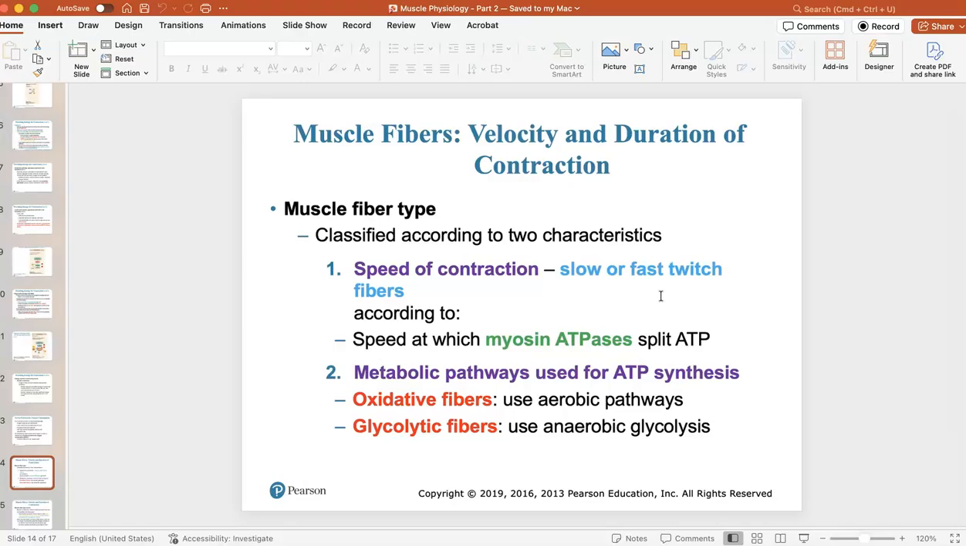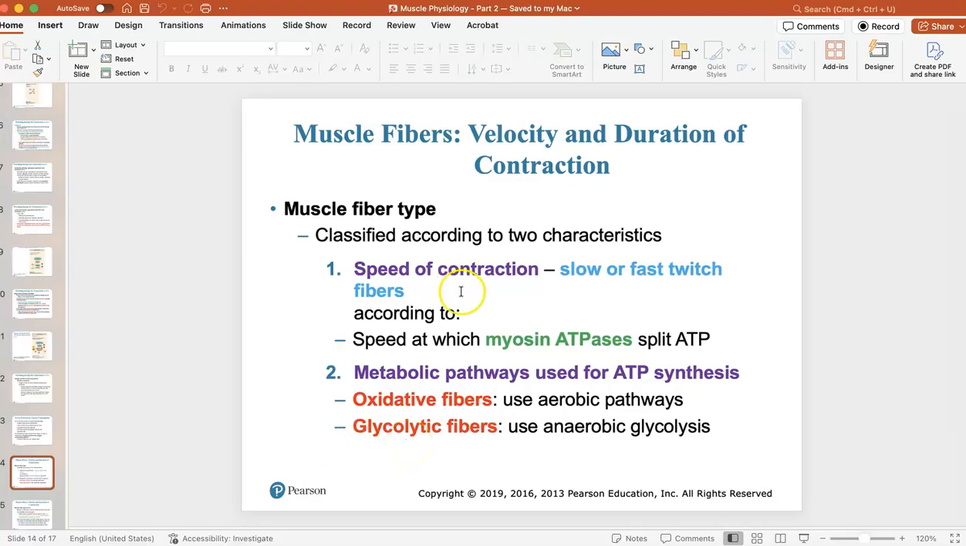And what makes them slow or fast twitch is how much of a particular enzyme called myosin ATPase is available. If there's more of it, it splits ATP faster to drive the cross-bridge cycle to occur faster. Then we use the metabolic pathway for ATP synthesis. So if the fiber in question uses the aerobic pathway or the oxygen system, it's going to be called an oxidative fiber. If the fiber in question uses glycolysis, specifically anaerobic glycolysis, we call the fiber a glycolytic fiber.